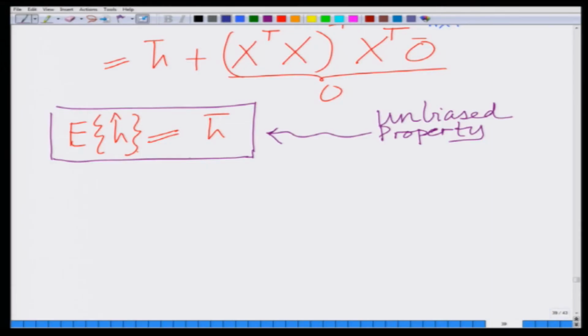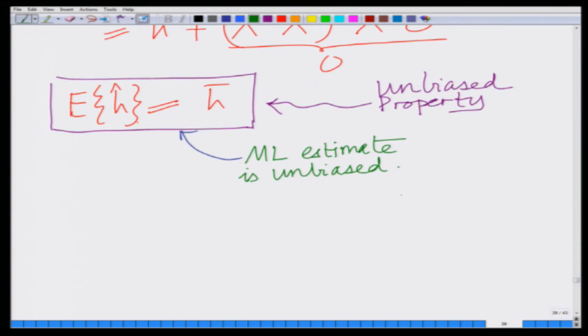So, this maximum likelihood estimate or the least squares estimate is unbiased in nature. That is the first thing that we have established. So, the ML or least squares estimate is unbiased. That is the first thing.